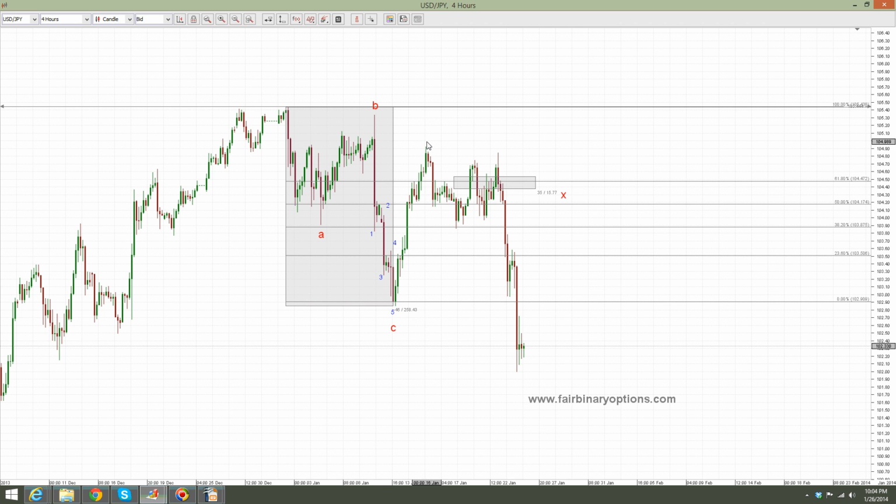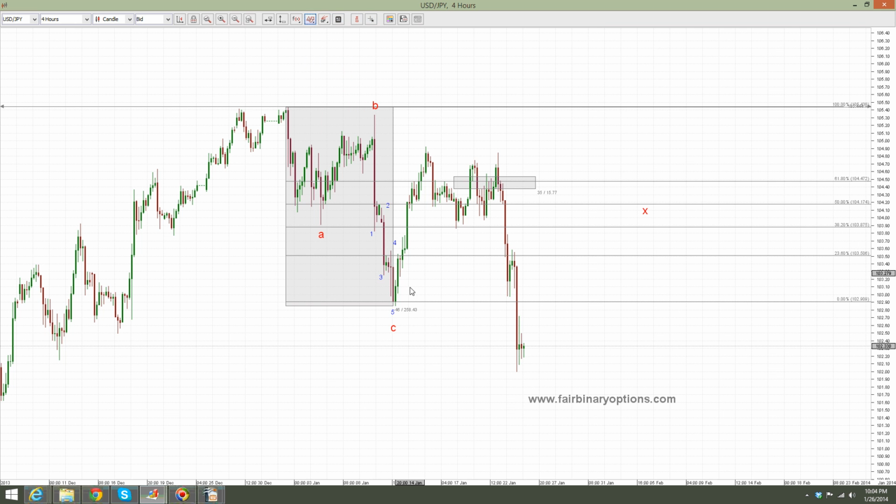Well, if it's not the end of an X wave, what is it? Definitely we are looking for an X wave into this area, 38.250, something like that. But normally it will come in the form of a flat. Basically, what does it mean? It means that A, B, C, so we're looking for an X wave to come.